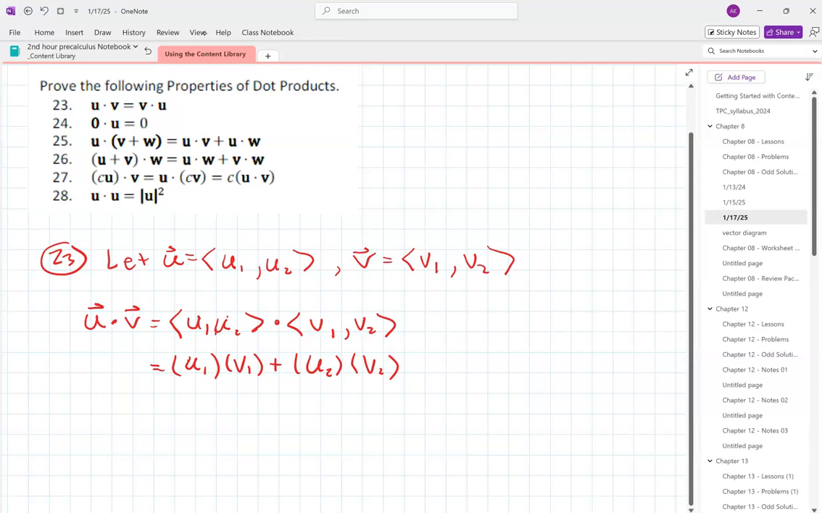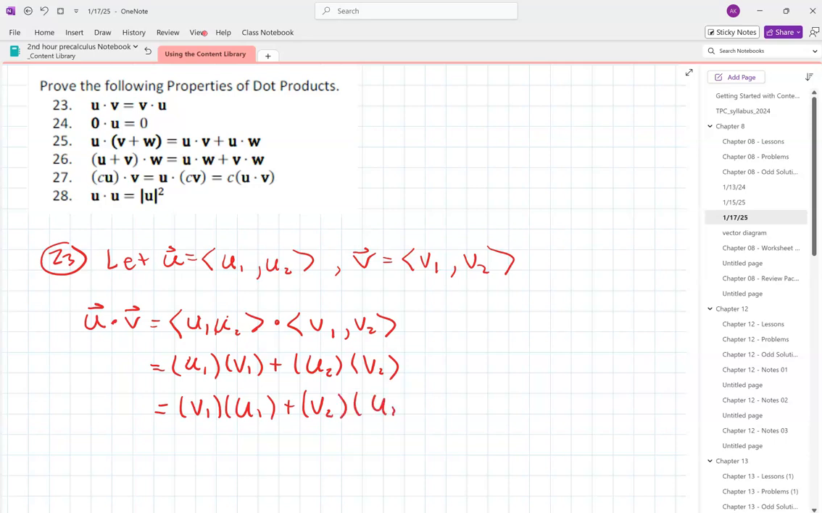And now remember, u1, v1, those are just real numbers. They're not vectors. They're just like 5 or 6 or 12 or a regular old number. And I know the order in which I multiply real numbers doesn't matter. So u1 v1 is the same as v1 times u1. And I'll do a similar thing with the other piece. And then by the definition of a dot product, this must have been vector v times vector u. And then we're done.